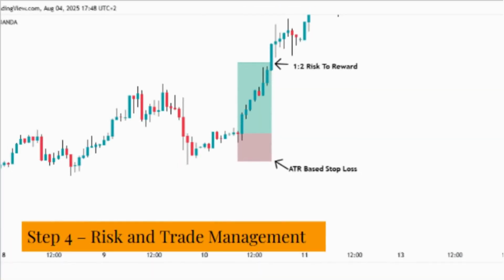Risk and trade management. Stop loss: use the ATR, average true range, to determine a more dynamic and adaptive stop loss. Take profit: aim for a clean 1-to-2 risk-to-reward ratio. Simple math, consistent execution.